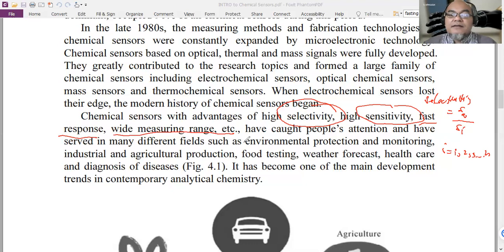And the chemical sensor is now used in environmental protection and monitoring to detect the presence of heavy metals, for example, in the river, and in industrial and agricultural production. I know one of my friends in Thailand, his group developed a capsaicin chemical sensor to detect the amount of capsaicin in food.